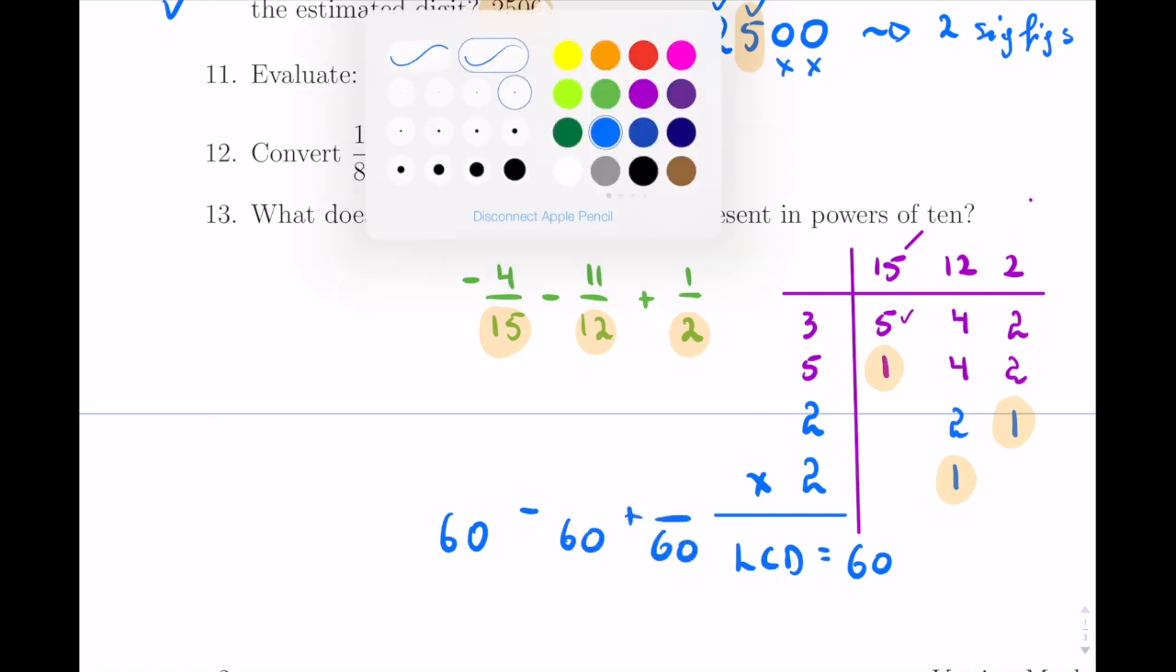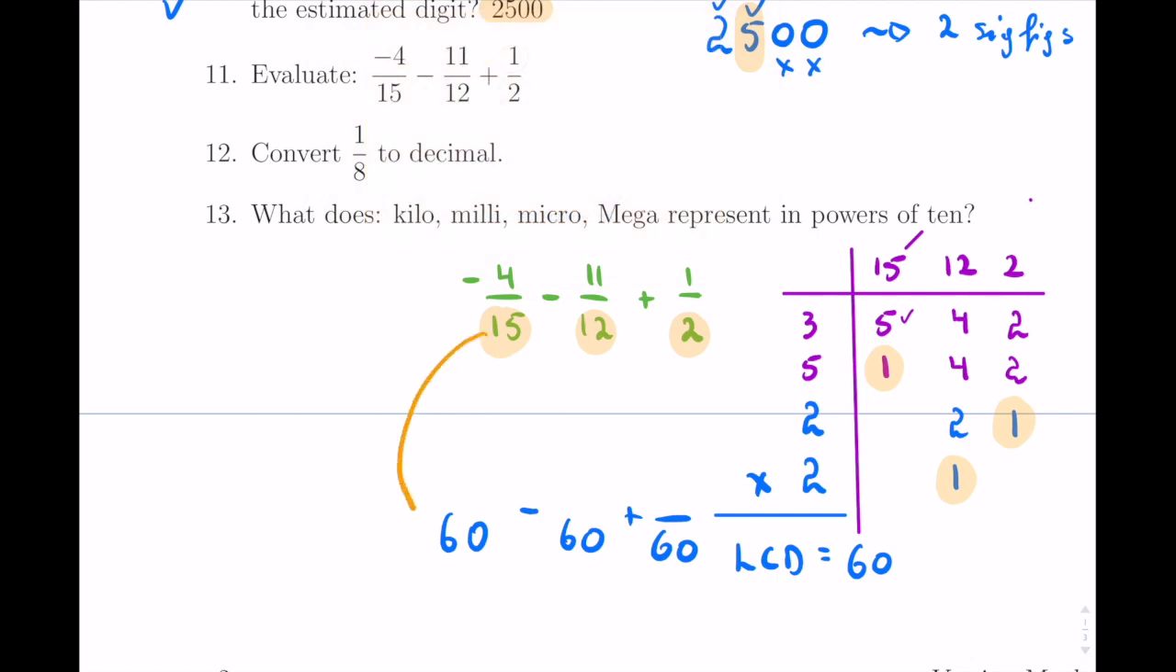For these. Okay, so now I have the following. 15 goes into 60 4 times, so that's my multiplier. It's going to be negative 16. 12 goes into 60, you can check, goes 5 times, so that's my multiplier here.